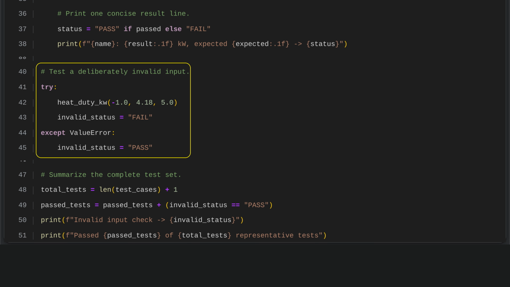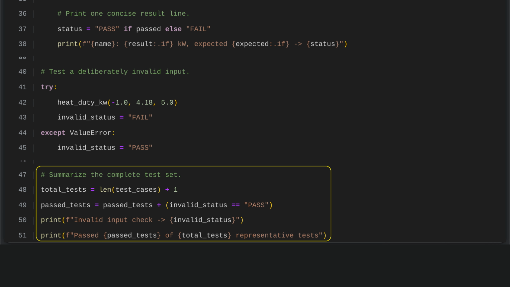The test checks whether the function properly rejects invalid input by using a negative mass flow, which is not physically possible. It expects the function to raise a value error and marks the test as passed if that happens. If no error occurs, the test fails, showing the function did not handle the bad input correctly.